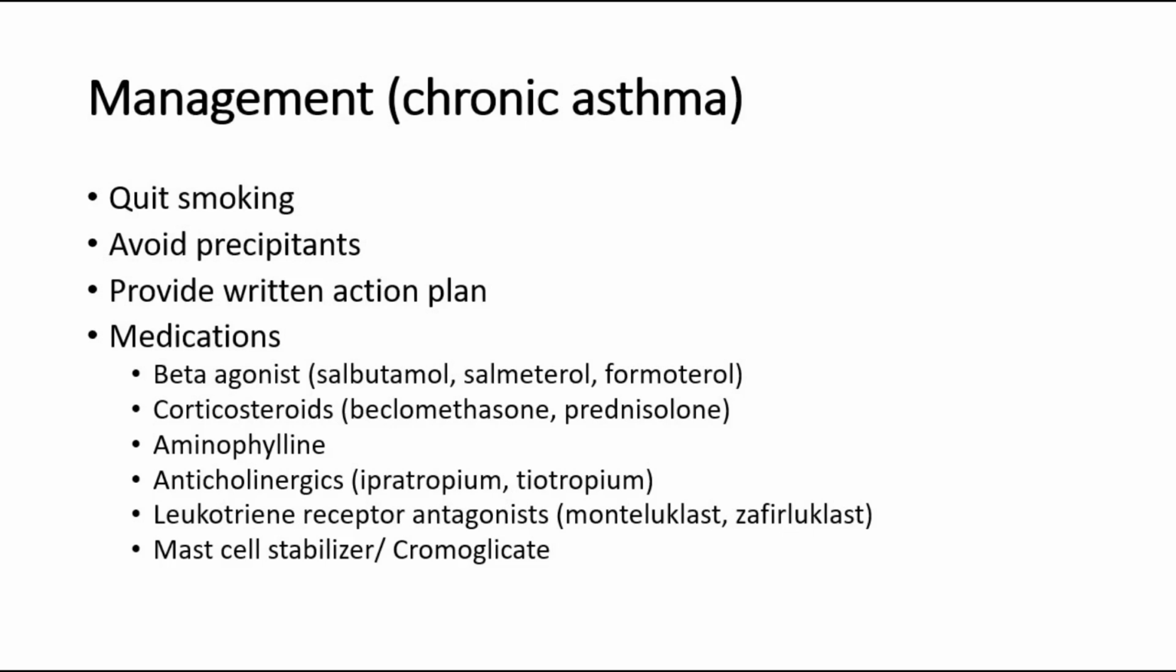And some of the medications that we can give for chronic asthma depends on the patient's condition, but the medications include beta agonists, where there are short-acting and long-acting. The short-acting ones would be salbutamol, and long-acting ones will be salmeterol and formoterol. Corticosteroids like beclomethasone or oral prednisolone, anticholinergics like ipratropium and tiotropium, leukotriene receptor antagonists like montelukast and zafirlukast, and mast cell stabilizer, or known as chromoglycate.